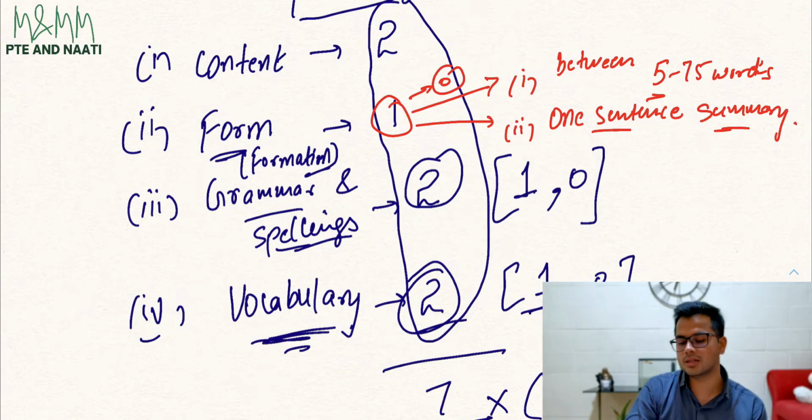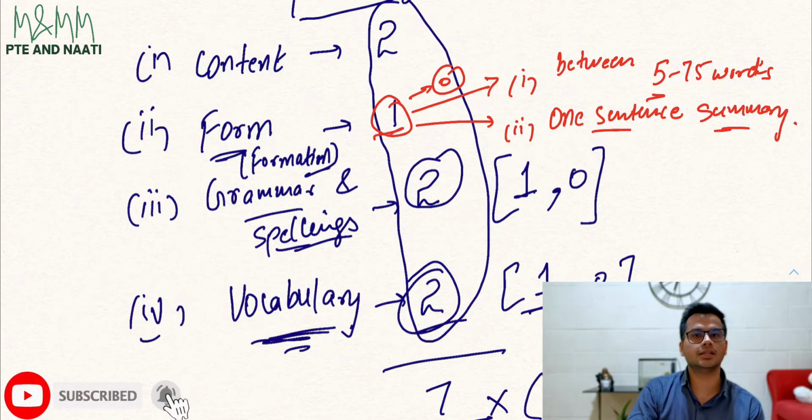Now, I haven't made any typo mistake here. 5 to 75, it's not 50 to 75. Anything more than 5, anything less than 75. And 1 sentence summary. Now, 1 sentence summary means you are only allowed to put 1 full stop, and that too towards the very end. If you end up putting any full stop in between your summary, at the beginning or anywhere in between, you will not get this 1 mark. They will give you 0 for that. So either of the conditions, if you breach that, they will deduct this 1 complete mark.